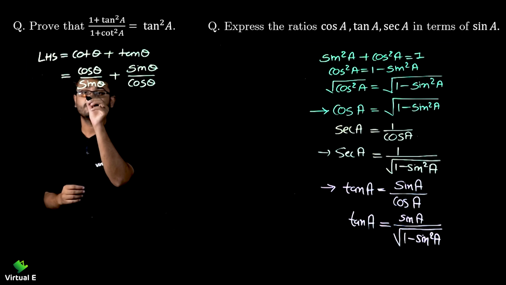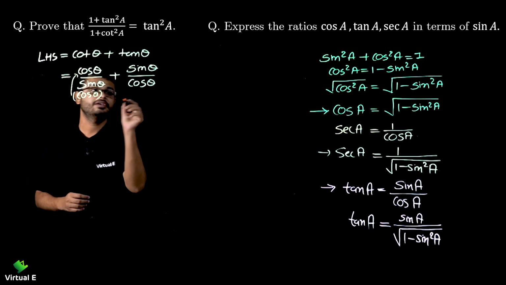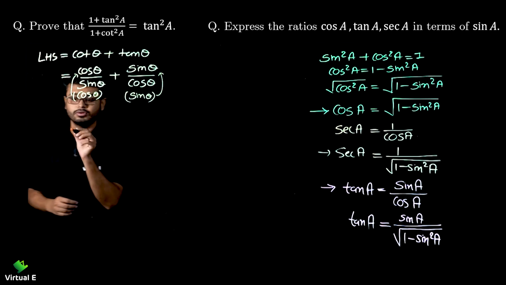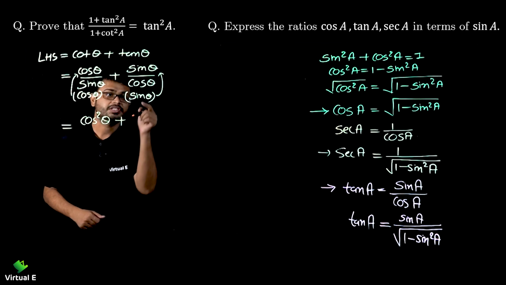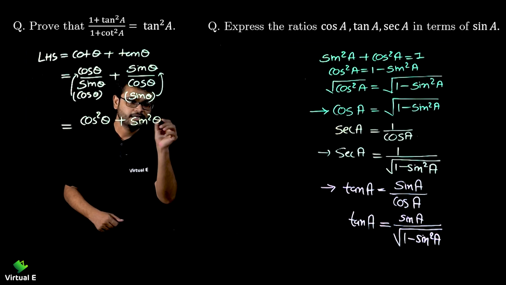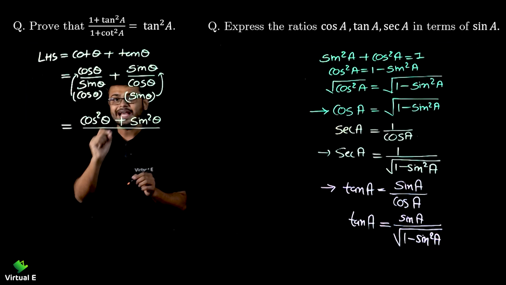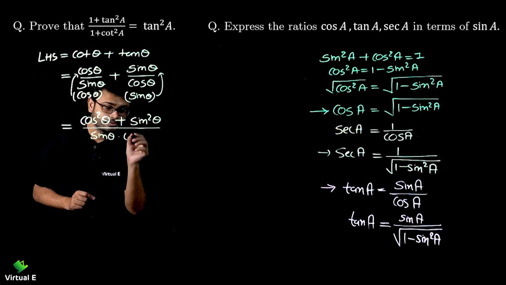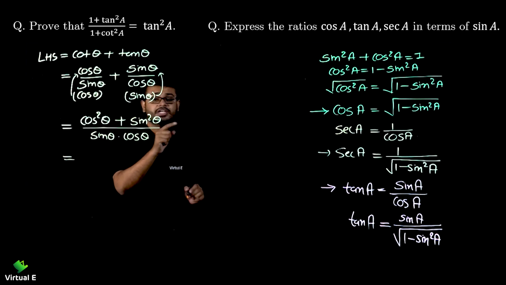So here I will be multiplying with cos theta, and here I will be multiplying with sine theta to the numerator. So let's multiply. That will become cos square theta plus sine theta multiplied with sine theta, that will be sine square theta. And in the denominator, the product of the two denominators as LCM, so here sine theta into cos theta. Done? Now here cos square theta plus sine square theta.